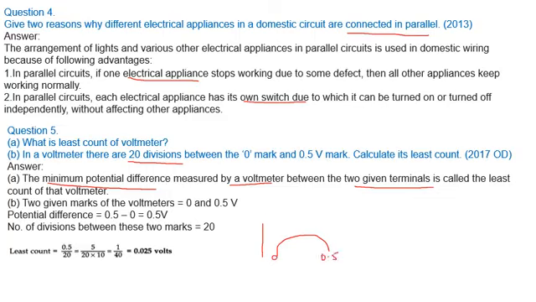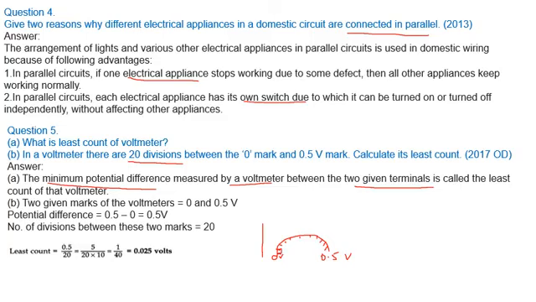There are 0 volt to 0.5 volt, there are 20 divisions, right? I'm not drawing all 20 divisions, but there are 20 divisions. Fine, we have to find the least count. So we have to find this division. What is this? This is the least division, the least count we have to find.